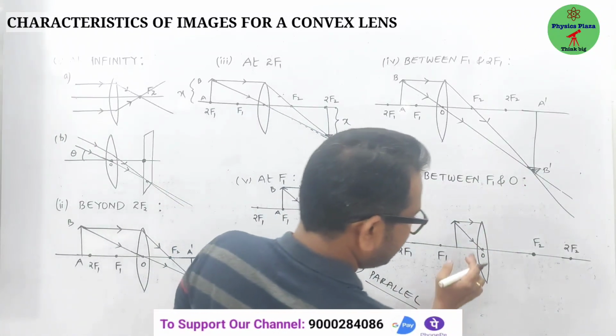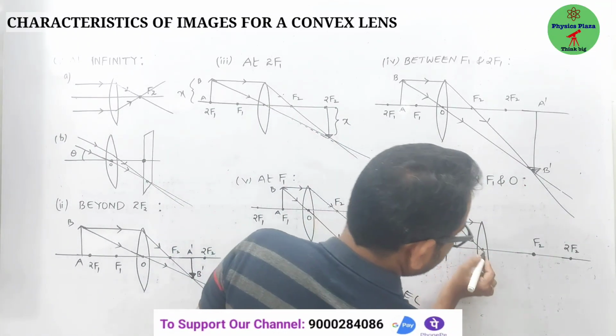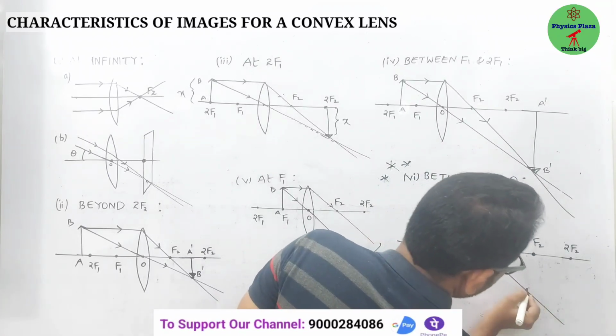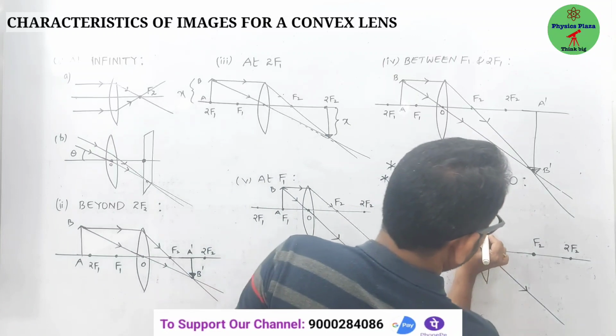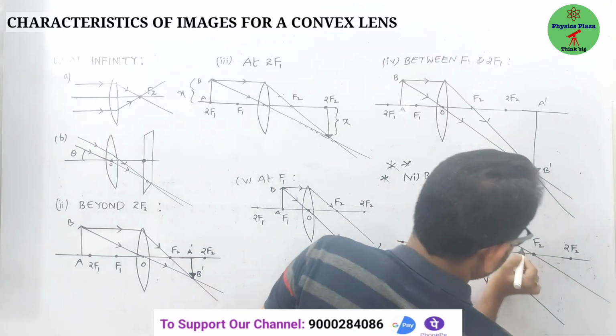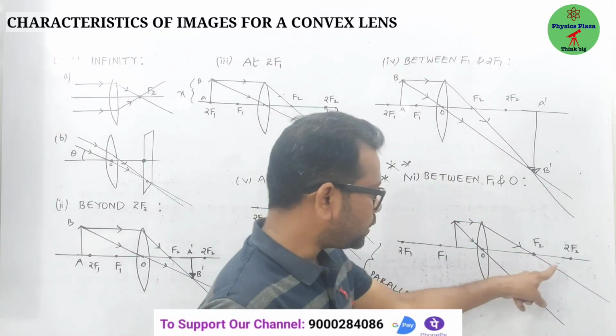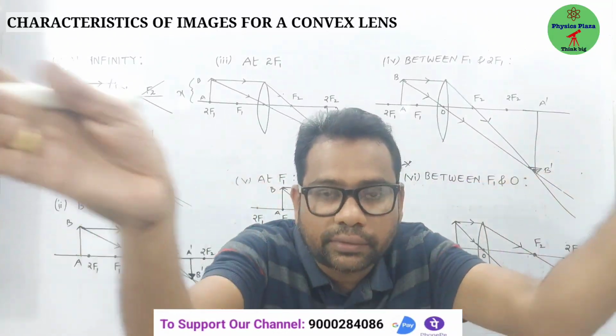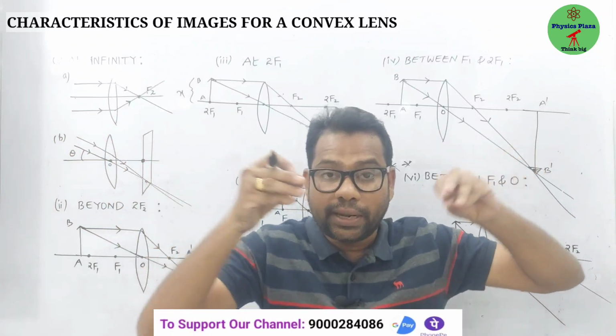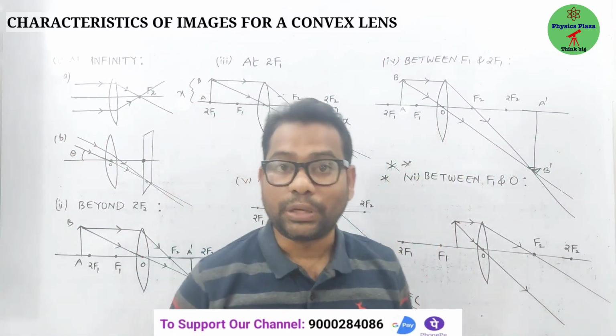Okay, now the light ray which is going to the optic center will go undeviated. Whereas the light ray which is going parallel to the principal axis, after refraction, it must pass through the focus. Now, just look at these two light rays. These are diverged light rays. Diverged light rays can never meet. Then what do we have to do?